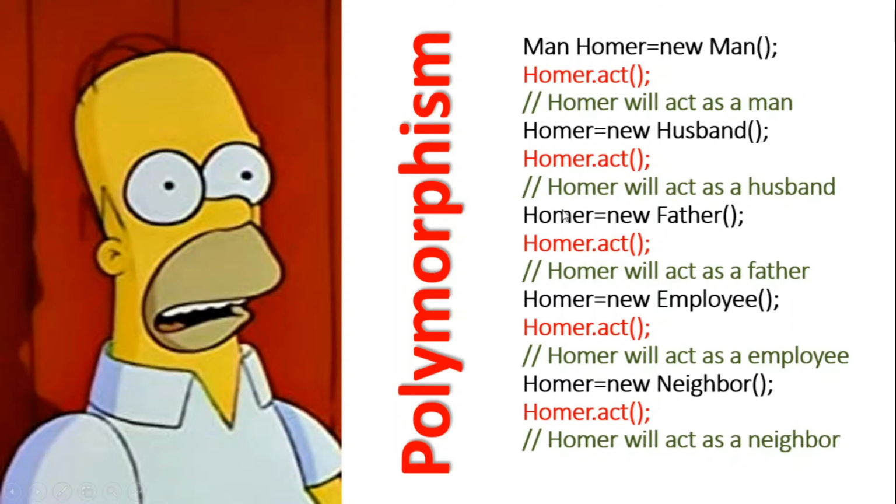And again, after that, a new situation started, and he started dealing with his son. So he needs to be a father. So I'm changing his characteristics or content to be a father at this moment. And then after that, when I call Homer.act, Homer's going to start acting as the father. Same thing here for employee and same thing for neighbor.